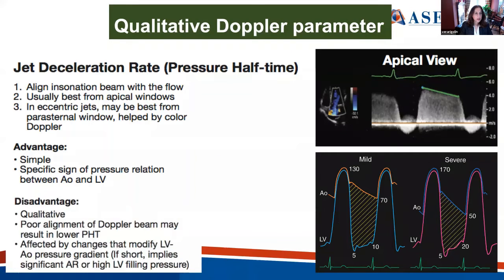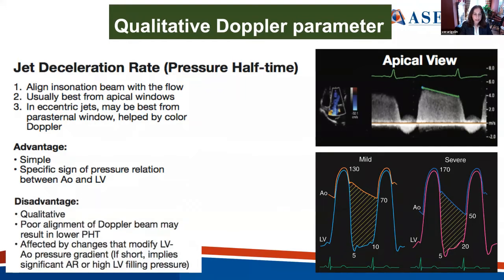What about pressure half time or deceleration rate? Again, we want to align our insonation beam with flow. This is usually best from apical windows. In eccentric jets, it may be best from the parasternal window. It just depends on the direction of your jet, and you may use color Doppler to help you. The advantage here is that it's simple. It's a specific sign of pressure elevation between the aorta and the LV. Like everything, however, there are disadvantages. It's qualitative. Poor alignment of the Doppler beam may result in a lower pressure half time.